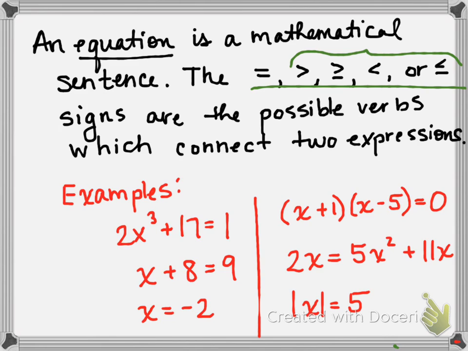Absolute value of x equals 5. Remember, absolute value is something that takes the inside and we just make it positive, or at least non-negative. We're allowed to have absolute value of something be 0. There's a much more technical definition, but the one I said is probably the one you're more familiar with.